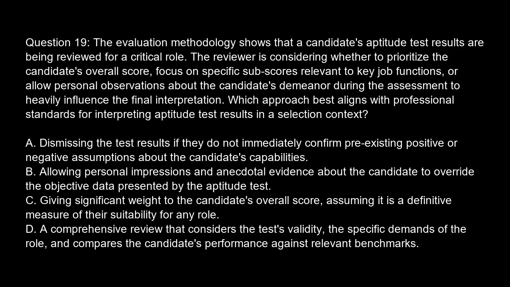Option A. Dismissing the test results if they do not immediately confirm pre-existing positive or negative assumptions about the candidate's capabilities. Option B. Allowing personal impressions and anecdotal evidence about the candidate to override the objective data presented by the aptitude test. Option C. Giving significant weight to the candidate's overall score, assuming it is a definitive measure of their suitability for any role. Option D. A comprehensive review that considers the test's validity, the specific demands of the role, and compares the candidate's performance against relevant benchmarks.